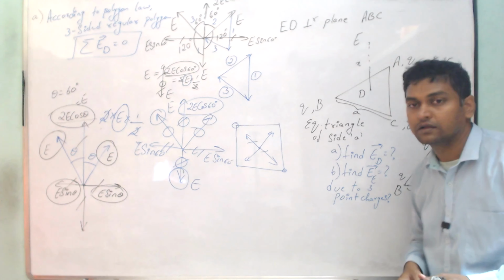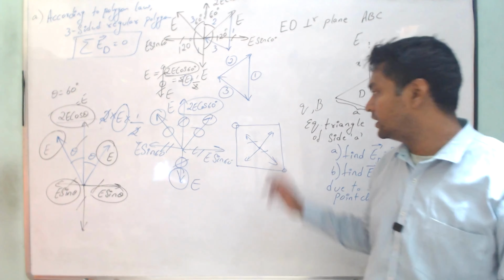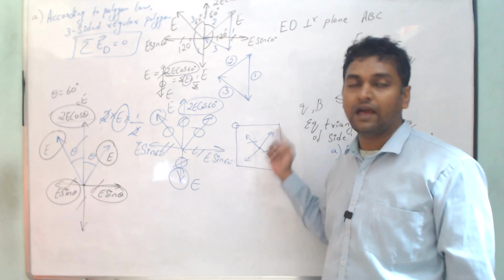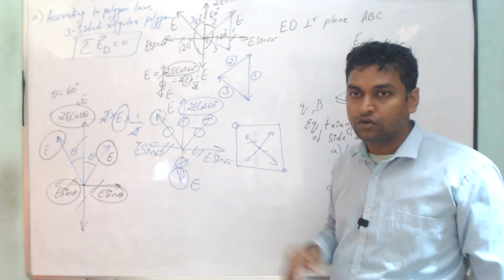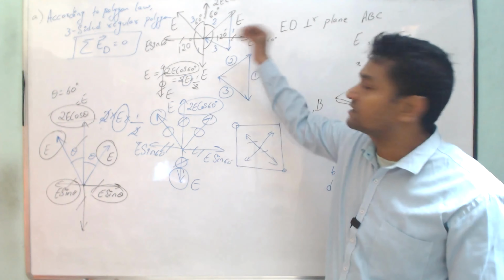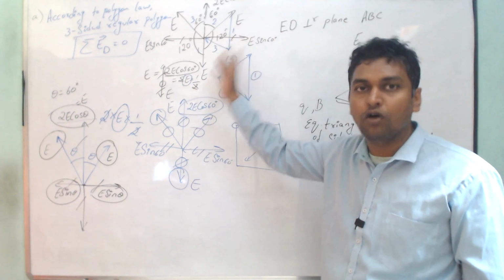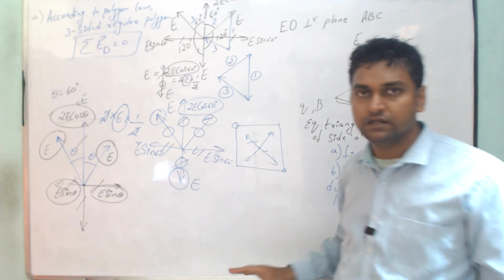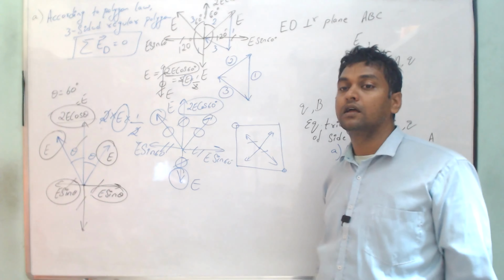You can't say that in every n-sided polygon this happens. For an even number of sides, everyone will have their own opponent, so they will cancel each other directly. But in odd, you can't always cancel directly. For odd, I will have to take components, and eventually it will cancel. What if they didn't give you 60 degrees? It wouldn't have cancelled, right?